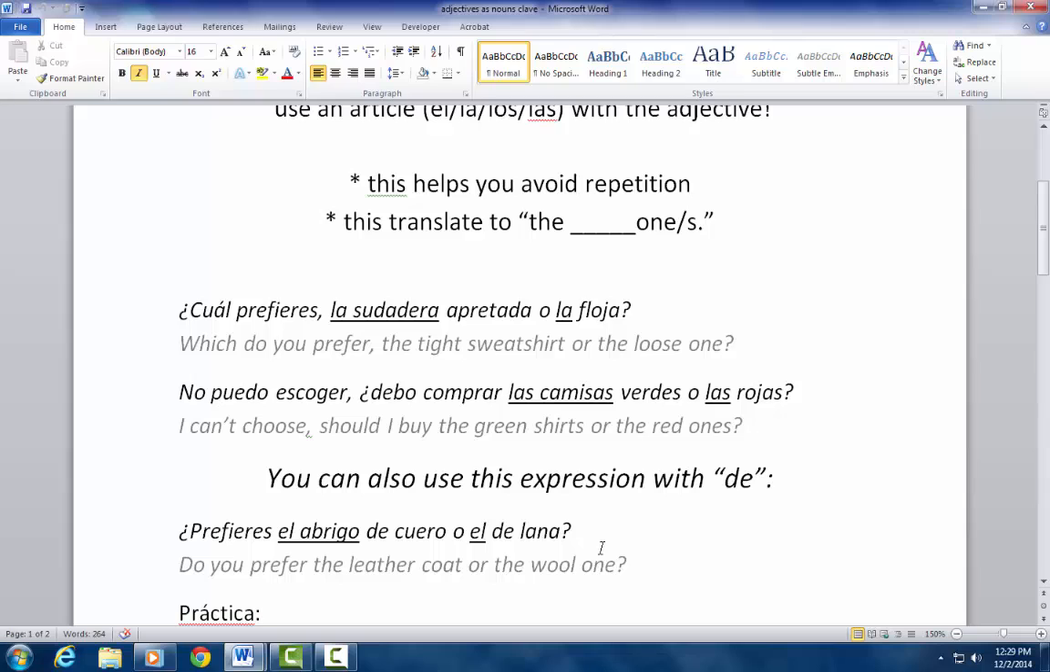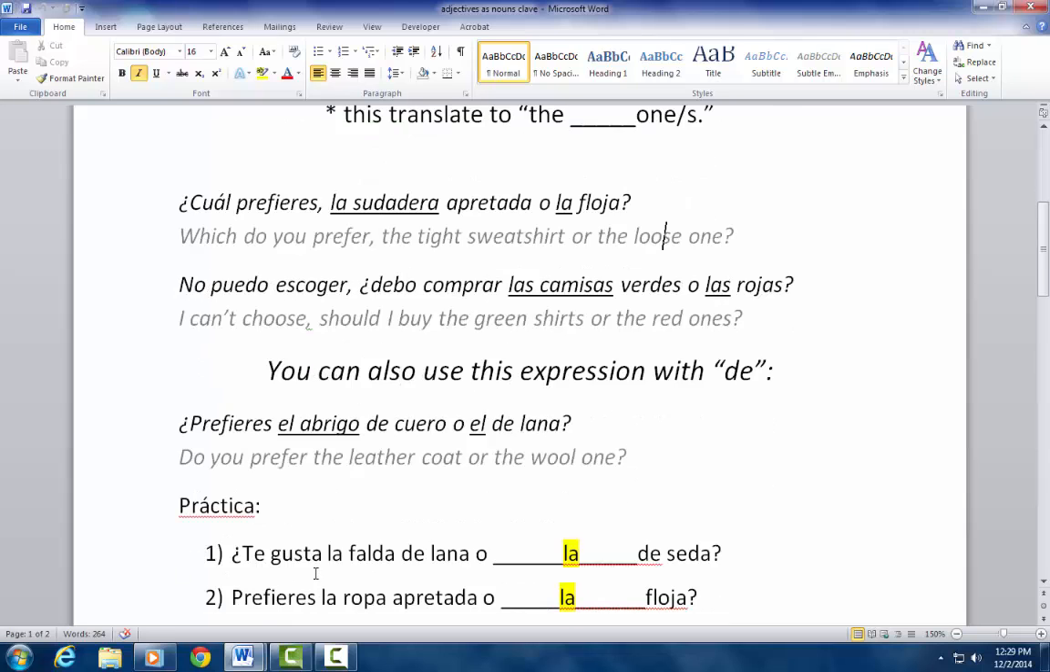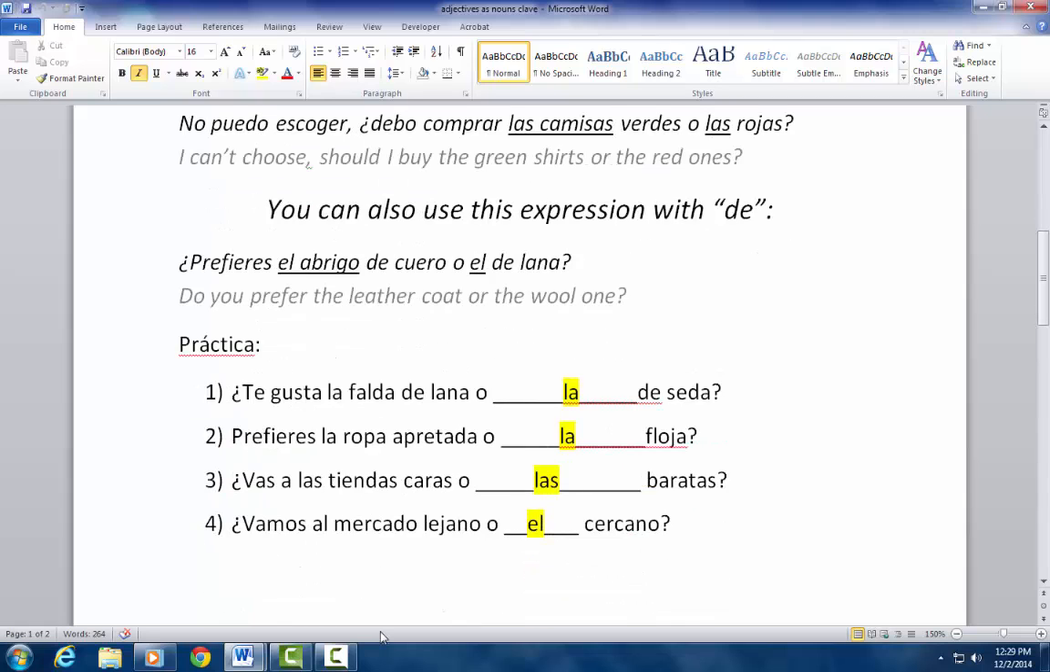You can also use this expression with de. ¿Prefieres el abrigo de cuero o el de lana? Do you prefer the leather coat or the wool one? In this case, we have to use the word de because that's how you express what the jacket is made of. Is it made of leather or of wool? So let's look at some examples and do some practice.